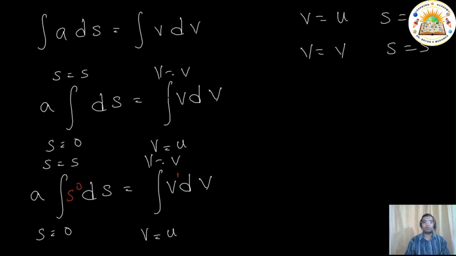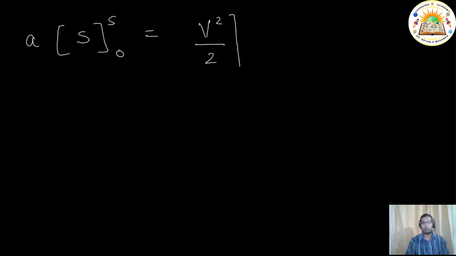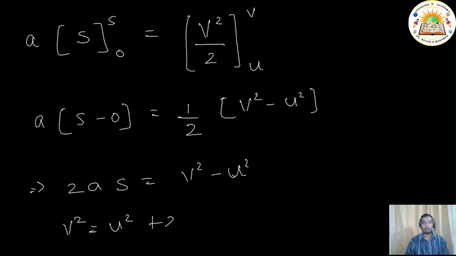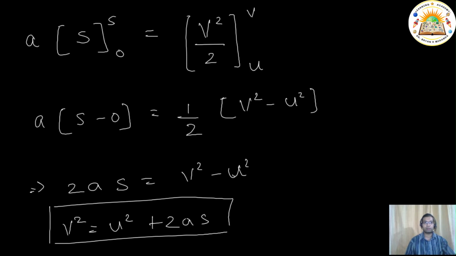So we end up getting a times integral of ds, which is nothing but s, from 0 to s, is equal to, now integral of v dv is there. So I'll get it as v square by 2, with the limit varying from u to v. So I will have a times s minus 0, upper minus lower limit, is equal to half is common, so it is going to be v square minus u square. So that would imply 2as is equal to v square minus u square, or v square is equal to u square plus 2as. And this is our third equation of motion.